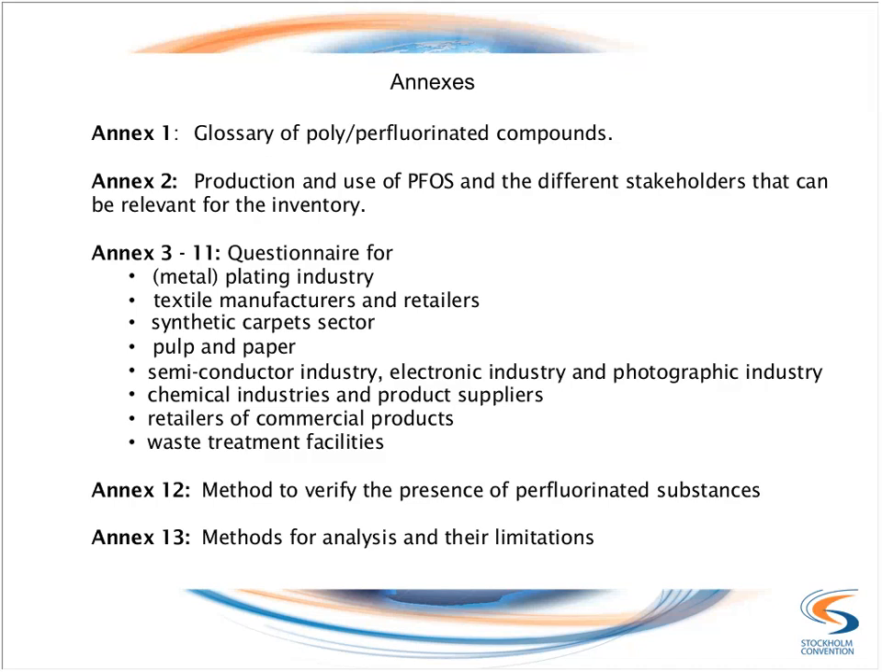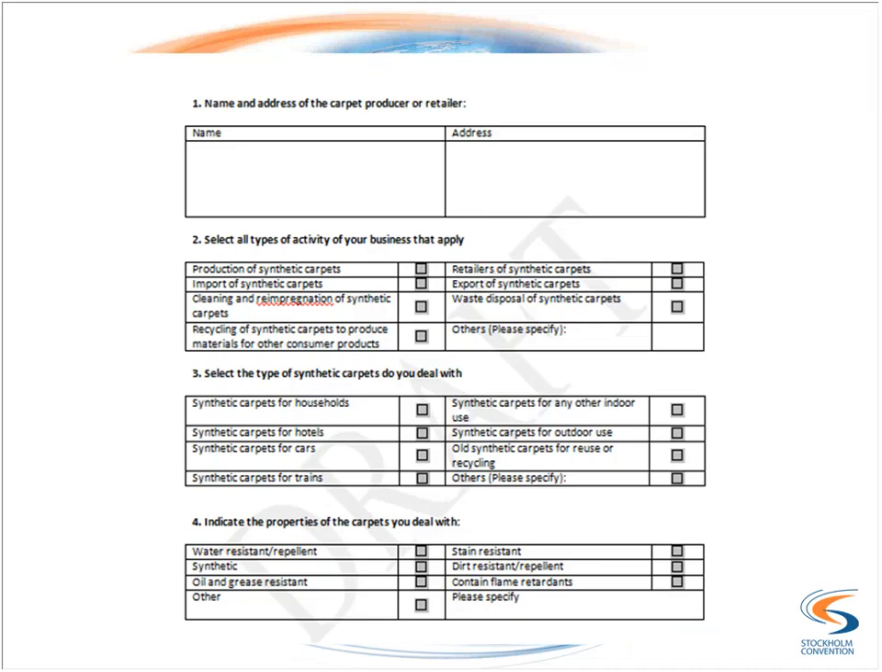Annexes 12 and 13 relate to methods to verify the presence of perfluorinated substances and some methods for analysis and their limitations. Very soon there will also be a guidance on screening these chemicals in products and articles available on the website of the Stockholm Convention, so you might also wish to have a look at it and see if it can be used for this inventory part or afterwards.